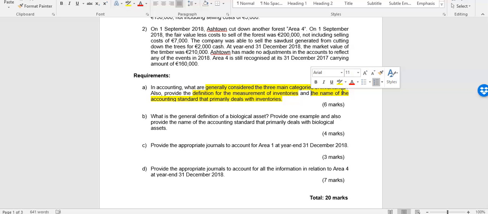So I might ask you to do an IAS 2 adjustment. You'll need to know the journals, but you'll also need to give your rationale of why you're giving that journal and referencing the appropriate standard.